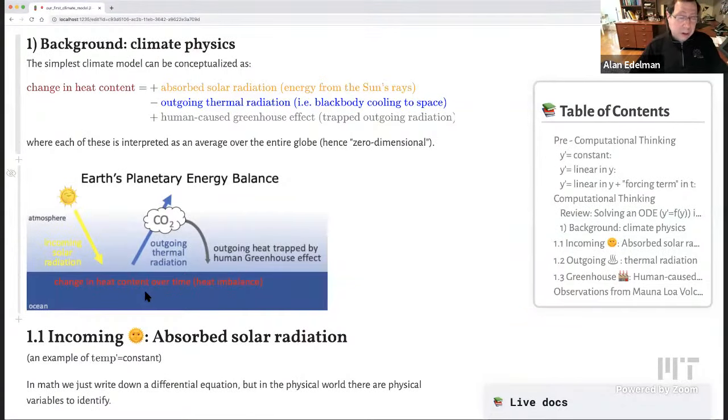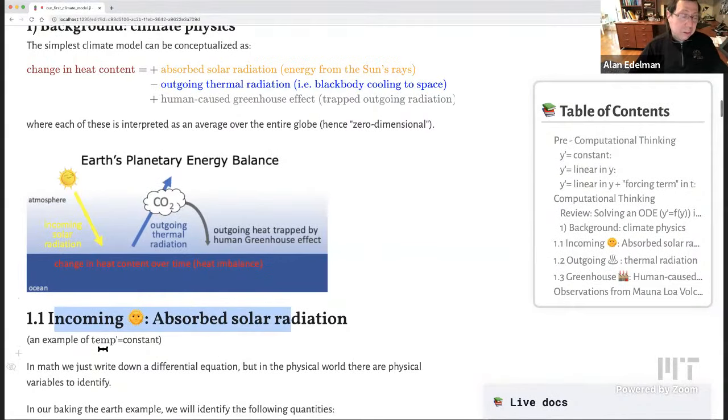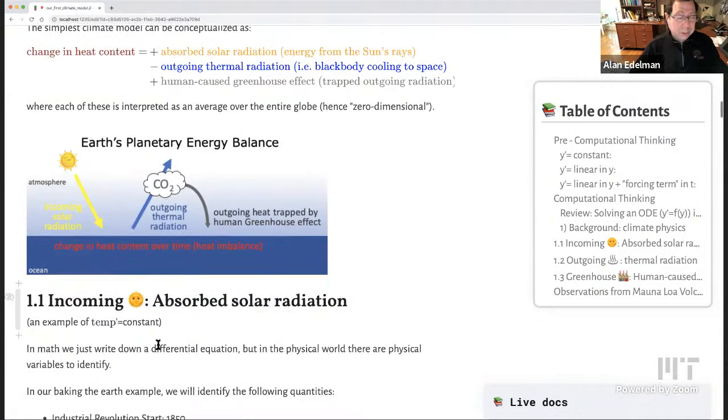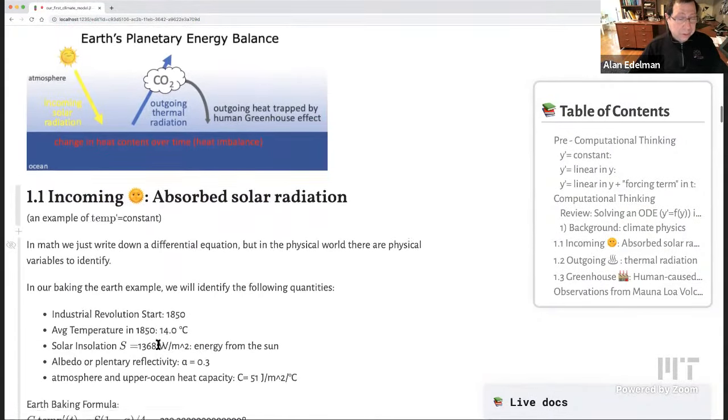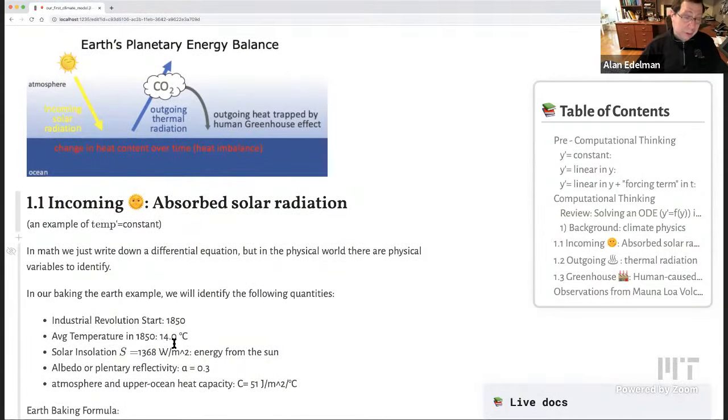All right, so let's start with the first one, which is the easiest. It's the easiest thing to model, and we know everything about it: the incoming absorbed solar radiation. Okay, so this is going to be another example of temperature prime equals constant. So here's a few numbers that are going to end up being in the constants or in the time, but we'll say that the Industrial Revolution started in 1850. That's roughly the decade that we generally use in climate models.